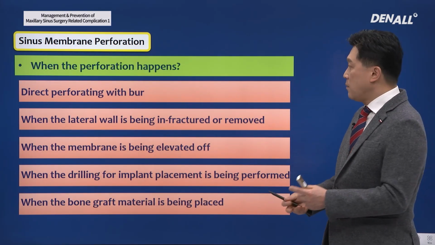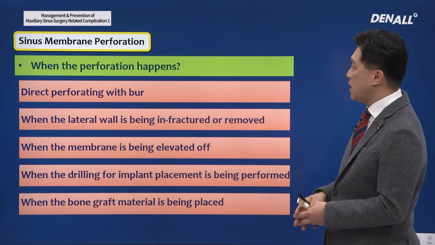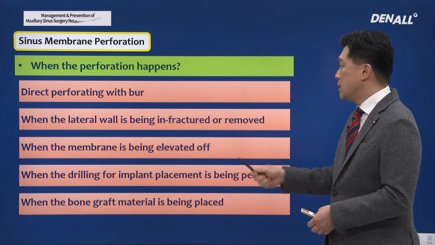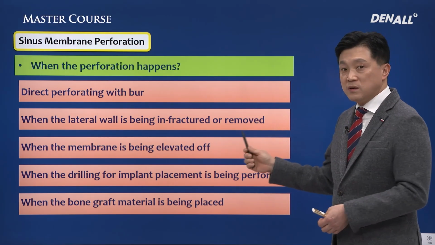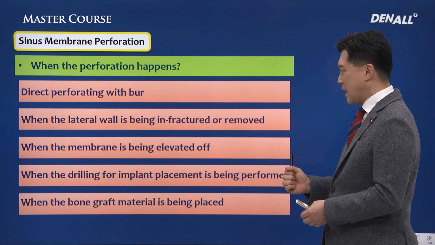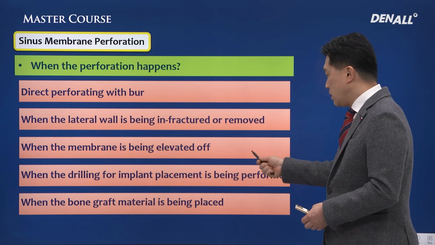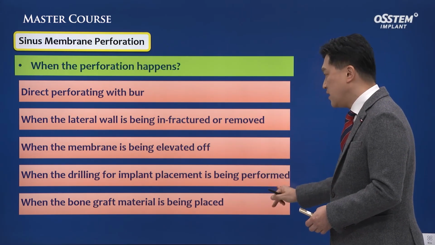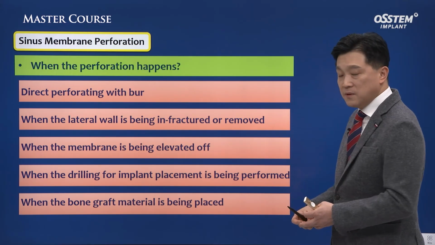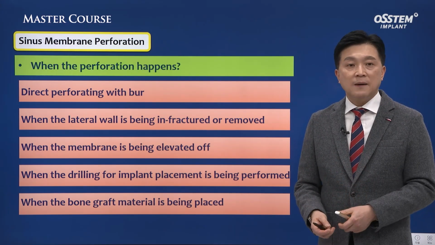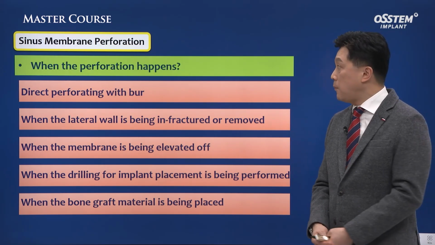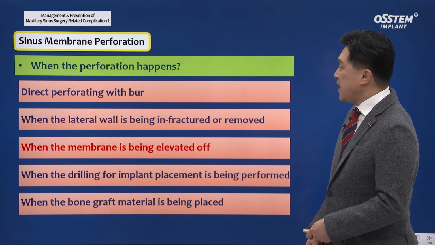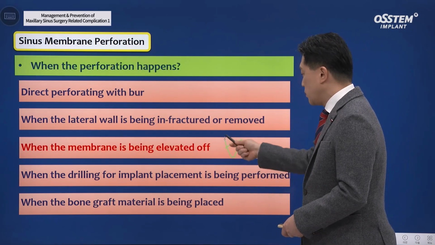When does sinus perforation occur? When a burr is used directly, perforation may occur. Also, there can be such potential when there's infracture or removal of the lateral wall. When a membrane is detached, there is also potential of perforation. When drilling is done or when bone grafting is done, membrane perforation can occur as well. What is most common is this part.